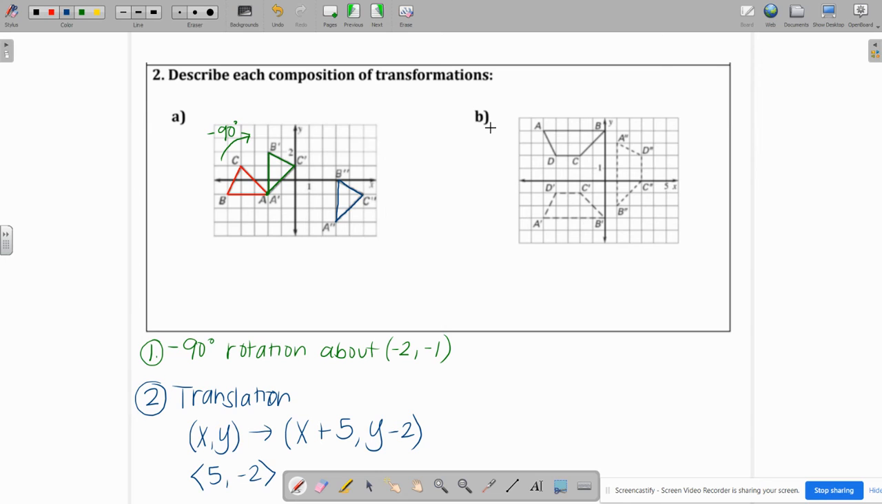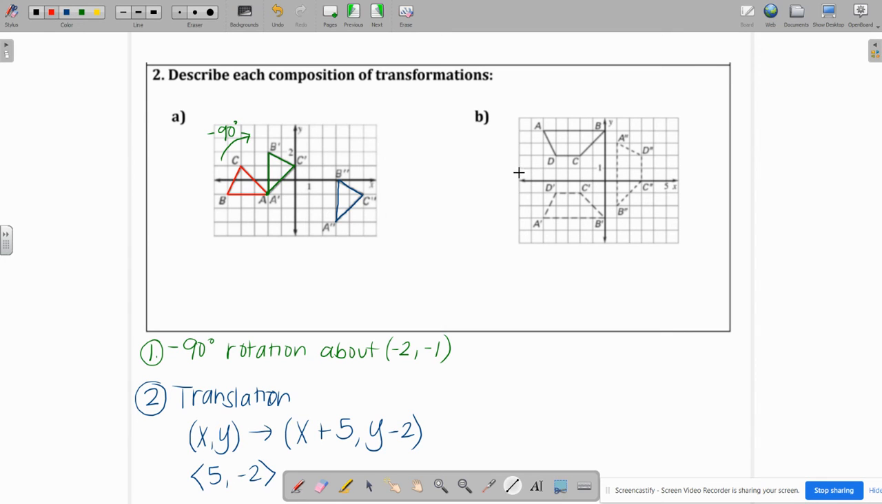Okay, letter B over here. Here we have A, B, C, D. So this is our pre-image. A prime, B prime, C prime, D prime is this image here. We can see that this is going to be a flip, so we have a reflection. So it's our job to figure out where exactly is that line of reflection.